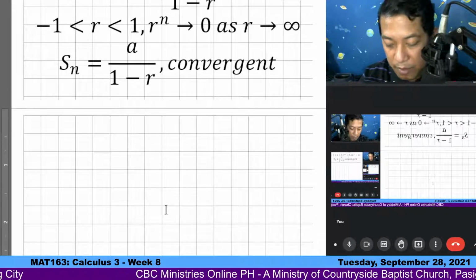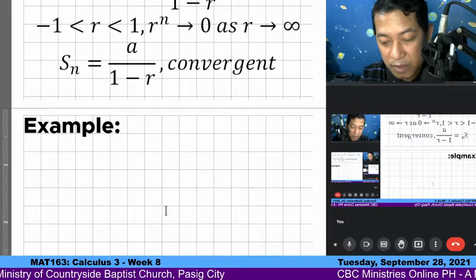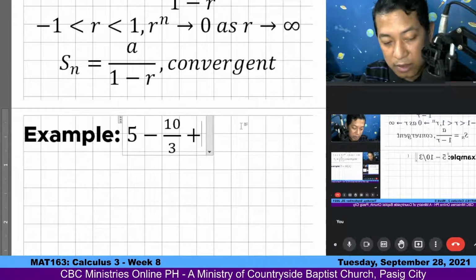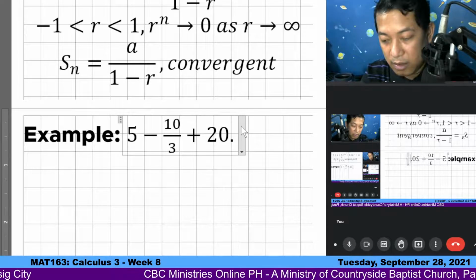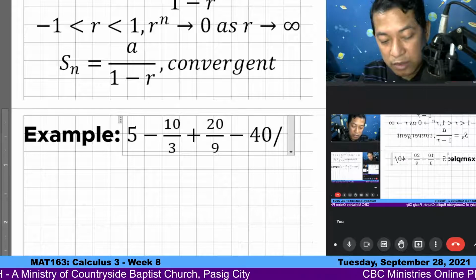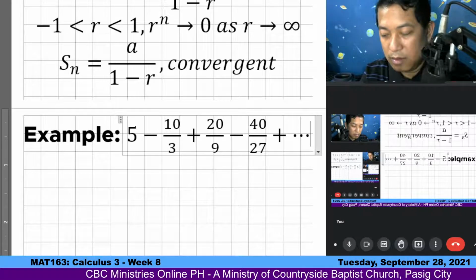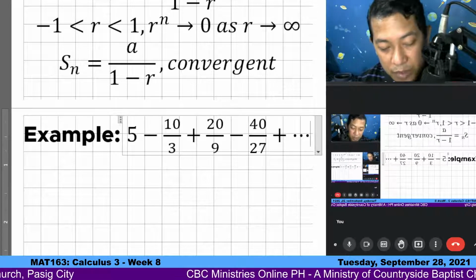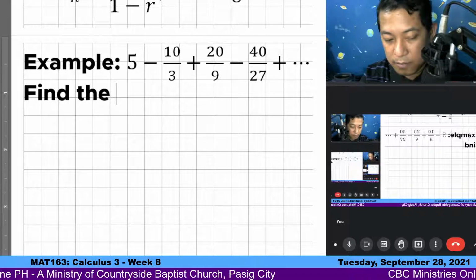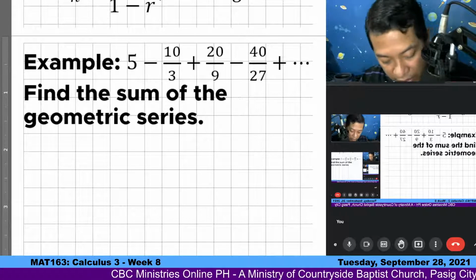Okay, so it's another example here. For example lang tayo. So find the geometric series. Find the sum of the geometric series whose sum is equal to this expression. So we have 5 minus 10 thirds plus 20 over 9 minus. So there's alternation here, no? So okay, plus etc. Okay. So from here, now we could analyze the first term is equal to 5. Example, find the sum of the geometric series.